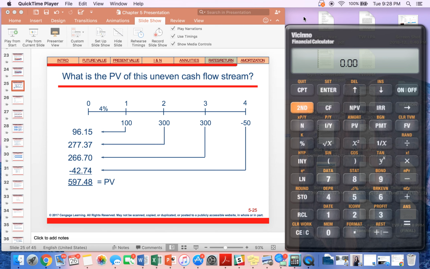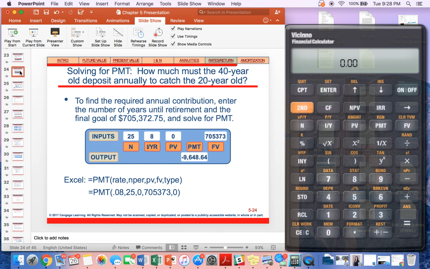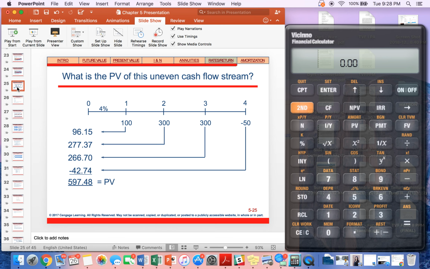Now we're going to get into uneven cash flow streams. We are going to calculate your effective annual return, and then we're also going to talk about amortization tables. So it gets a little bit more complex from here on out. I'm hoping to make this a bit more simple for you and easier to understand. We ended with slide 24, which was talking about our 20-year-old and our 40-year-old. Now we're going to start at slide 25.